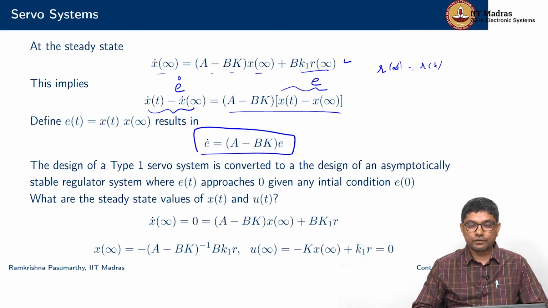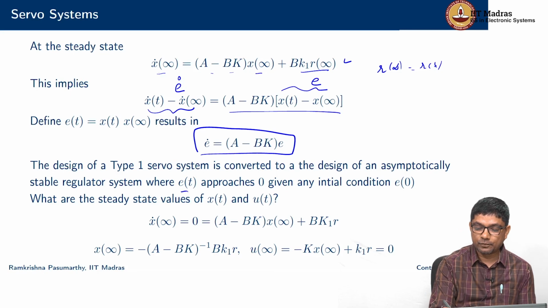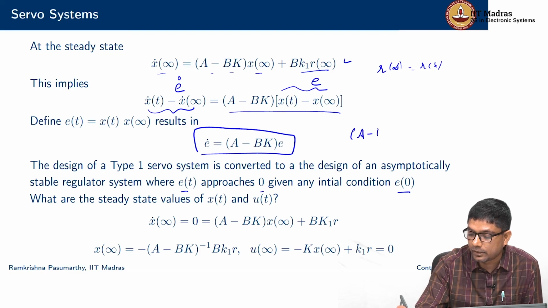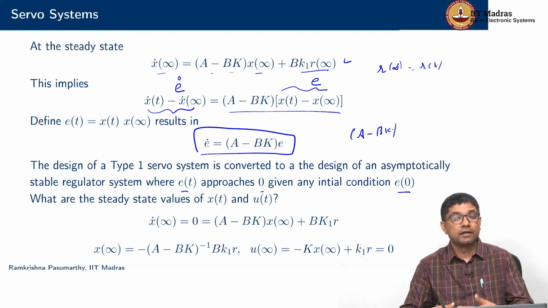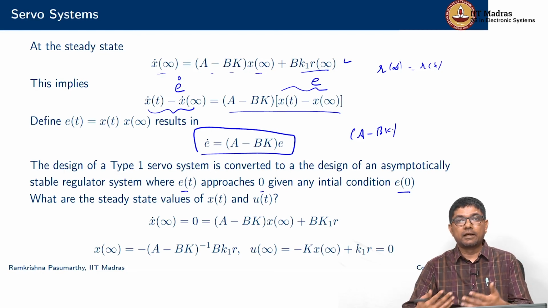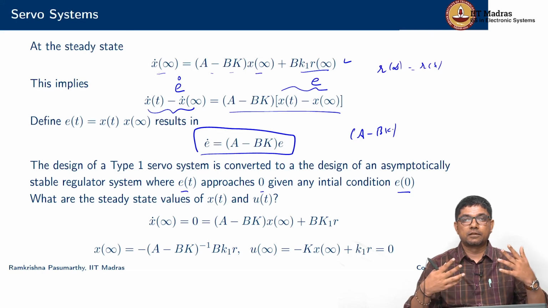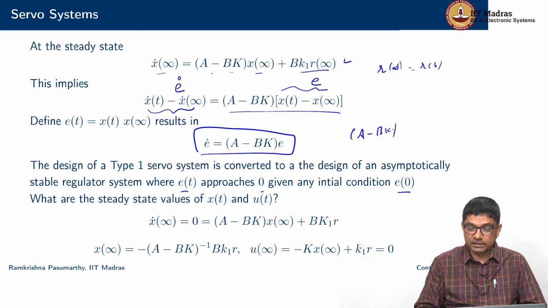So the design of a type 1 servo system, where my system had to track a reference r, is converted to a design of a general stability problem or a regulator system, where e of t approaches 0 for any given initial condition e naught. So as long as A minus Bk is stable, and we have been doing this for a while now. Given A, even if it is unstable, I can design a K to make it stable. Not just make it stable, I can place the poles such that some desired transient specifications are satisfied.